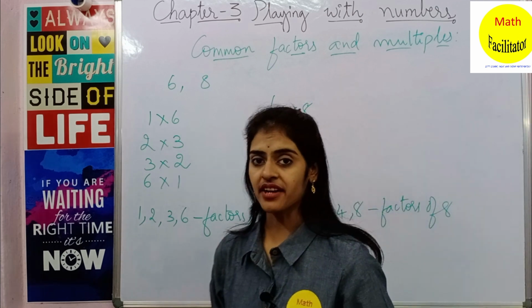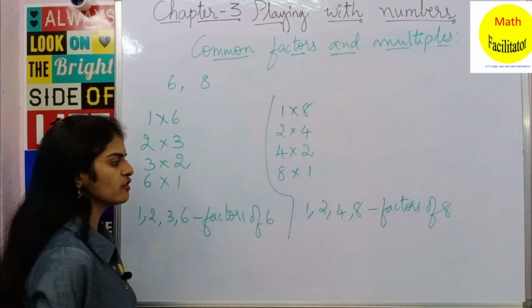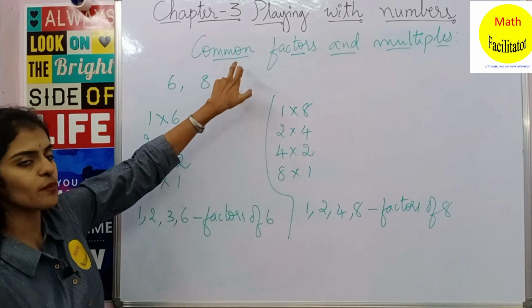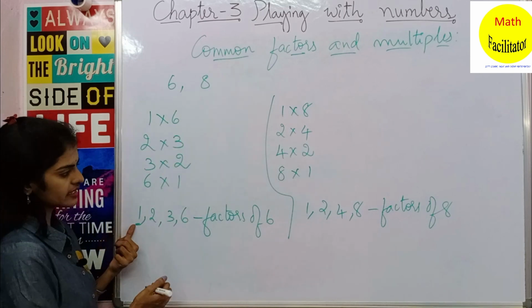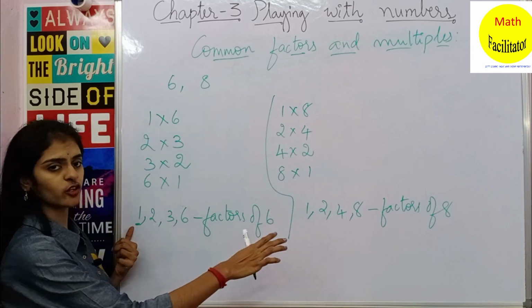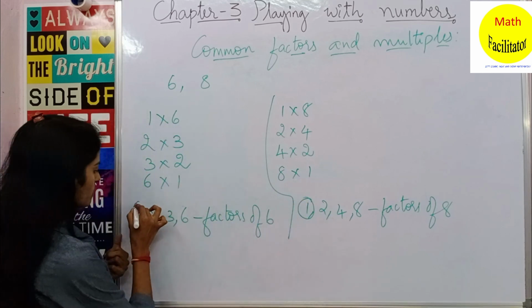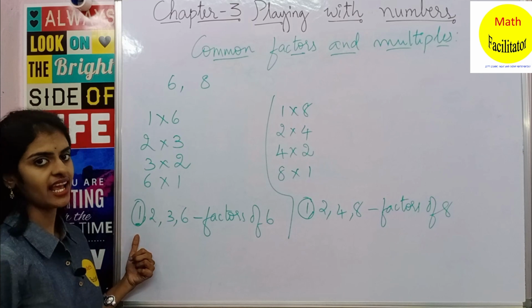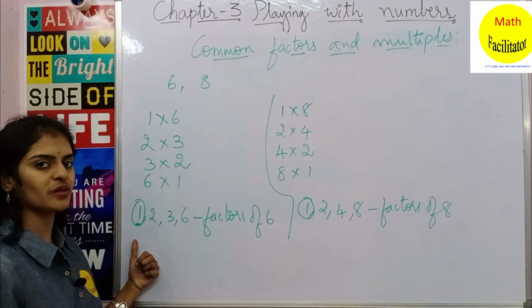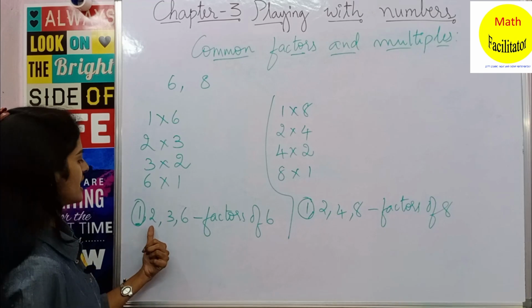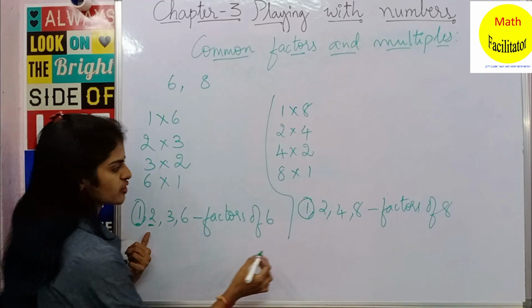Now after finding factors of each of the numbers, you will find the common factors. How? You will check for 1. 1 is here. Then you will check whether 1 is there in 8 or not. Here also you find 1. So 1 is a common factor for both. As we learn, 1 is a factor for every number, so 1 always you get as a common factor. Now 2. You have 2 here and you also find 2 here.